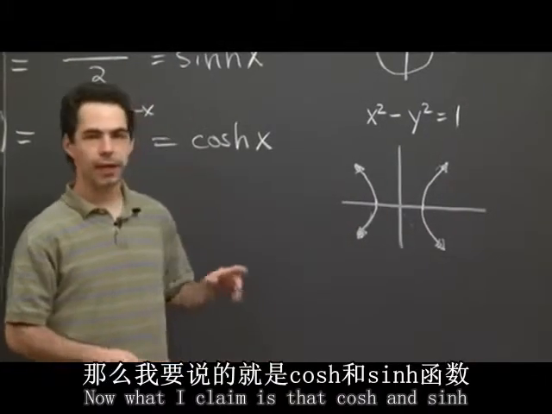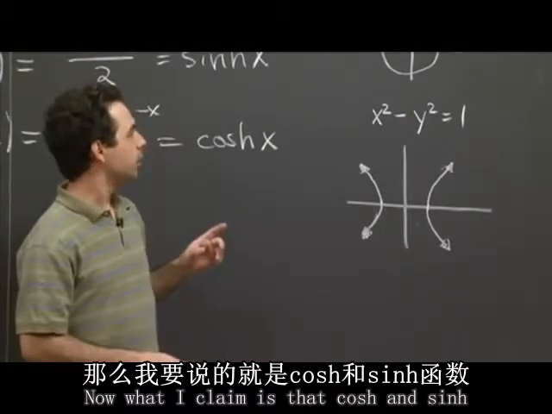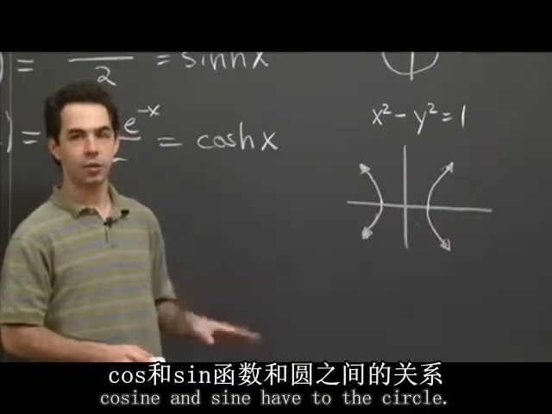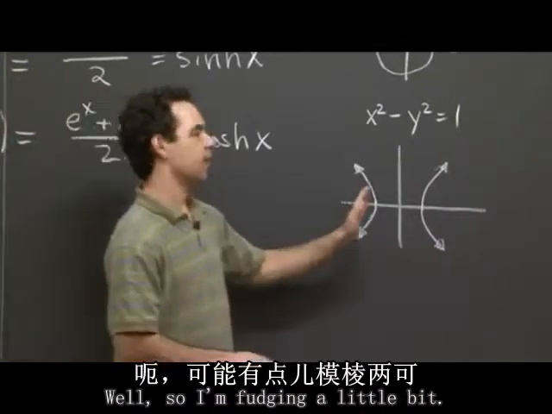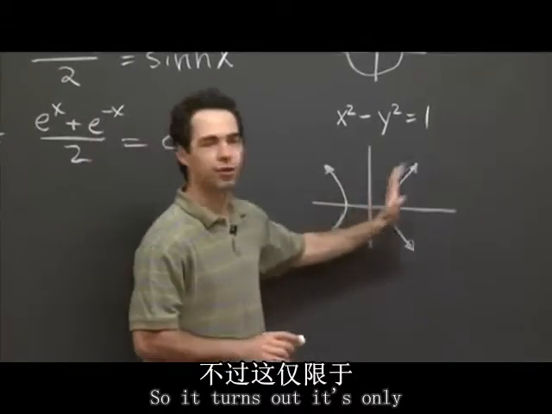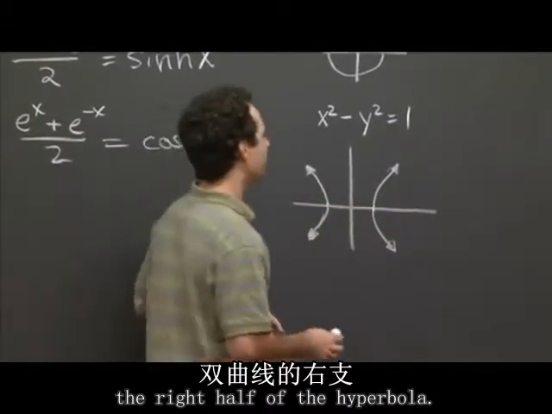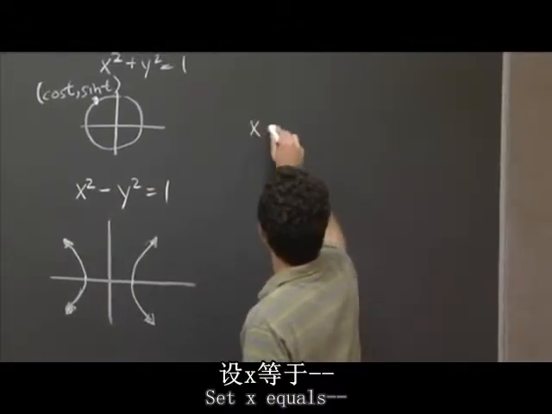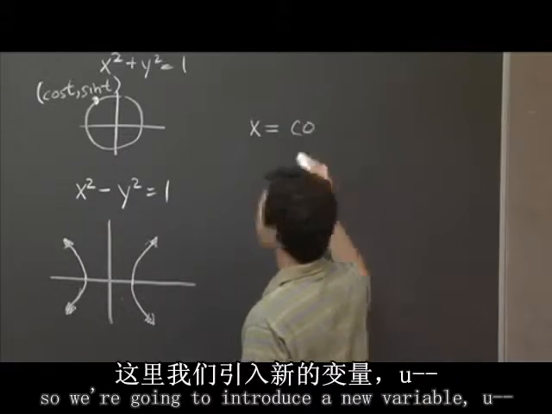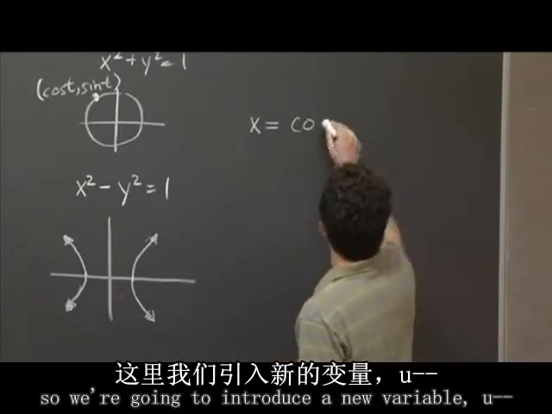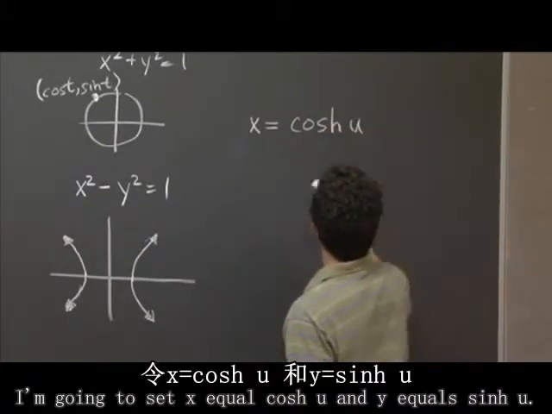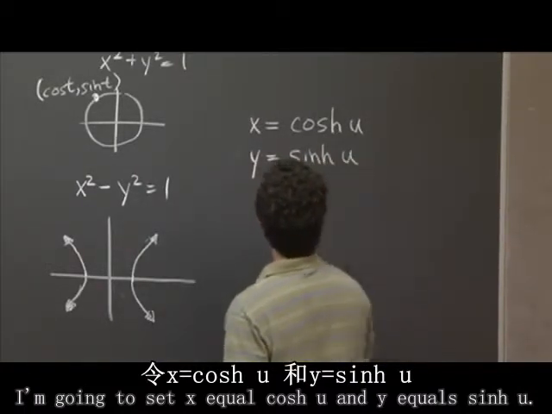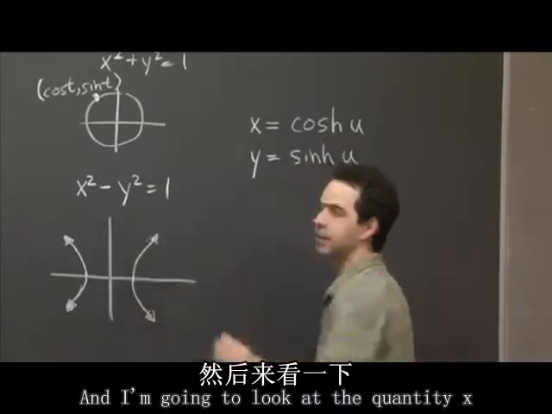Now, what I claim is that cosh and sinh have the same relationship to this hyperbola as cosine and sine have to the circle. Well, all right, so I'm fudging a little bit. So it turns out it's only the right half of the hyperbola. So what do I mean by that? Well, here's what I'd like to do. Set x equals, so we're going to introduce a new variable u, and I'm going to set x equal cosh u and y equals sinh u. And now I'm going to look at the quantity x squared minus y squared.